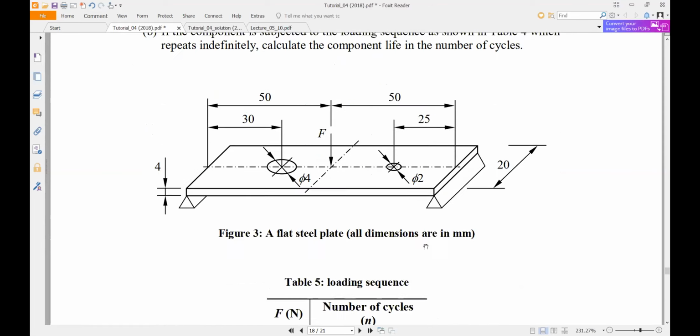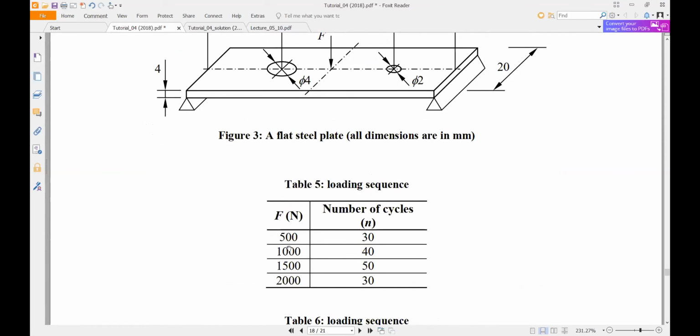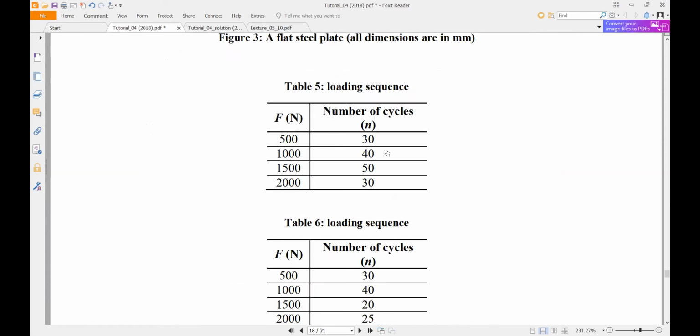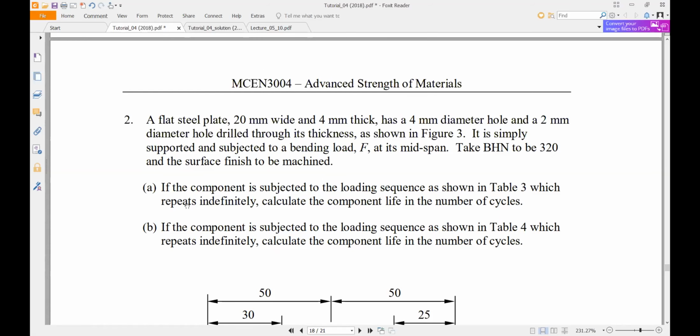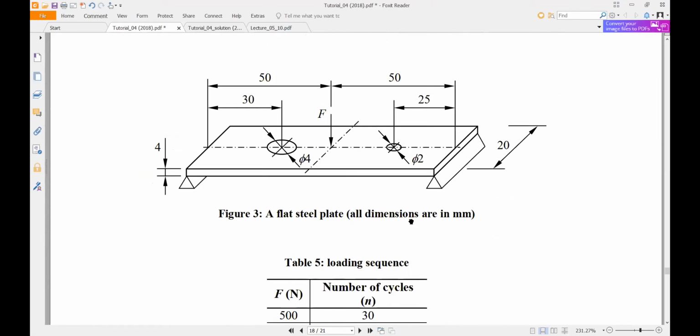Yes, sir. So in this question, they provide the load and number of cycles, and two different loading sequences. So you need to calculate the number of cycles, I think. In the first part: if the component is subject to the loading sequence shown in table 3, which repeats independently, calculate the component life in number of cycles. Same thing you need to calculate for table 4. I will just explain how to do it. I'm not going to explain in detail.